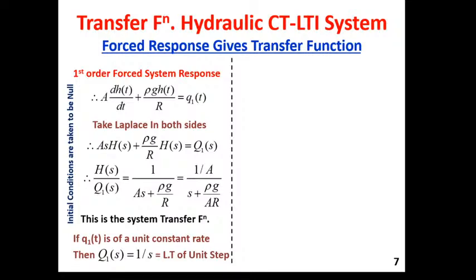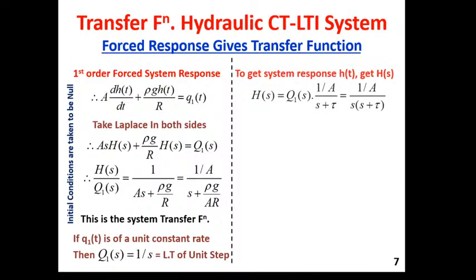So now what we are going to do is, in this transfer function we are going to substitute Q1(s) with the Laplace transform of the input. We will show H(s) as Q(s) multiplied by the transfer function. So the transfer function is modified a little bit. What we have done is, we have shown rho g divided by A into R as tau, a new factor. So it has become 1 by A divided by s plus tau, Q1(s) we have taken to the right side, and H(s) we find equal to Q1(s) multiplied by 1 by A divided by s plus tau.